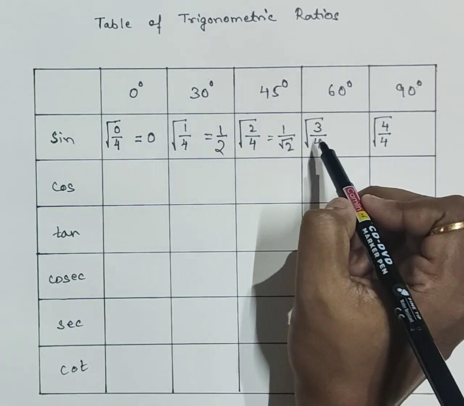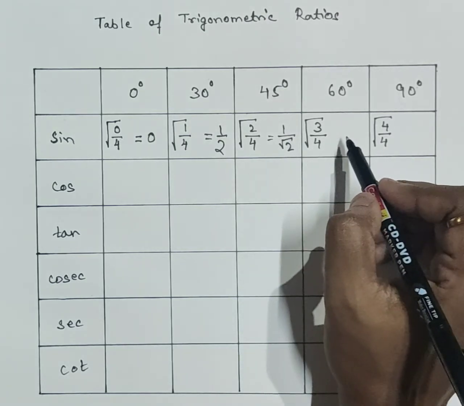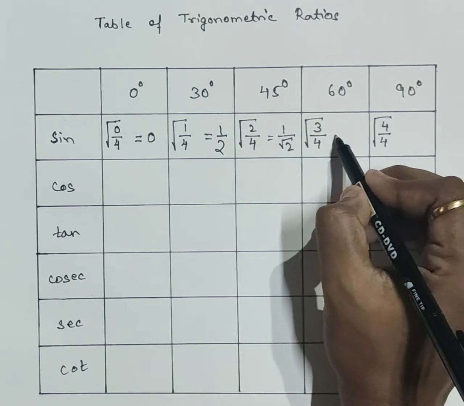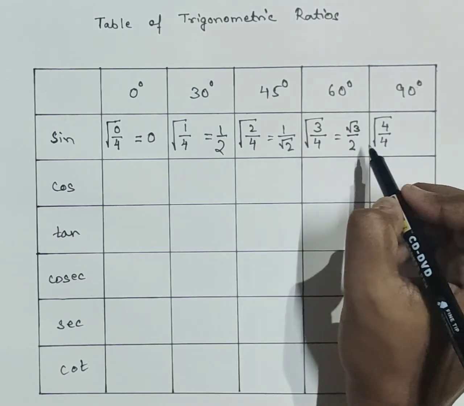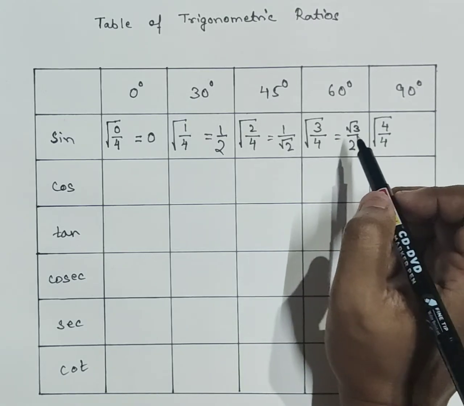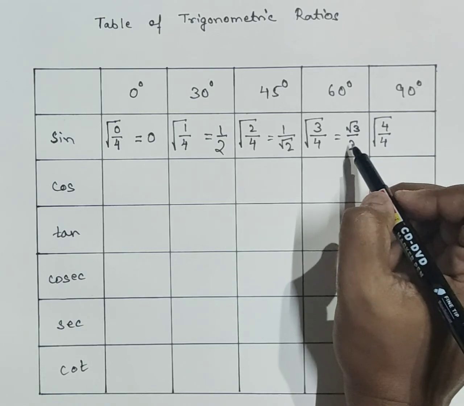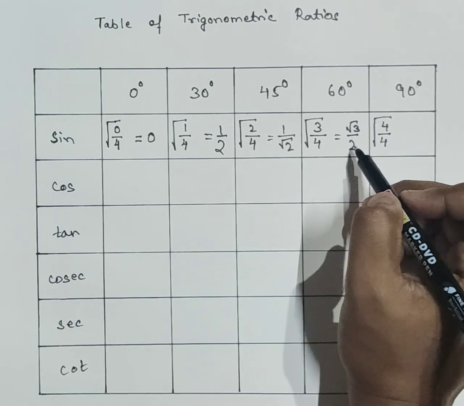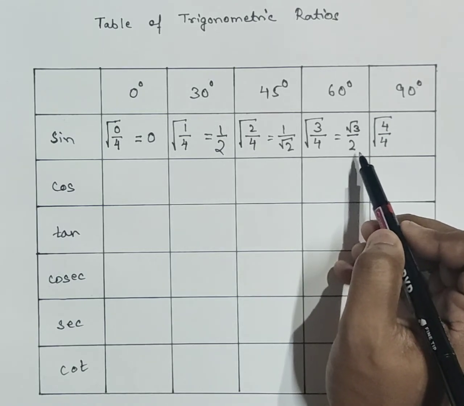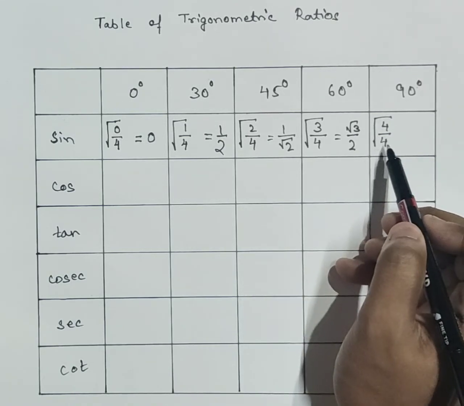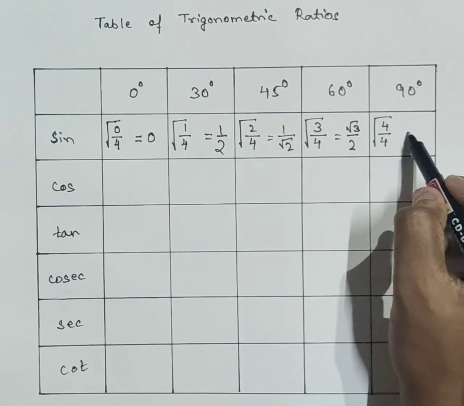Square root of 3 by 4 will be root 3 by 2, because we cannot find the square root of 3 in whole numbers. So we will write root 3 as it is, and the square root of 4 is 2, so we will write 2 in the denominator. 4 divided by 4 is 1, so root of 4 by 4 is equal to 1.